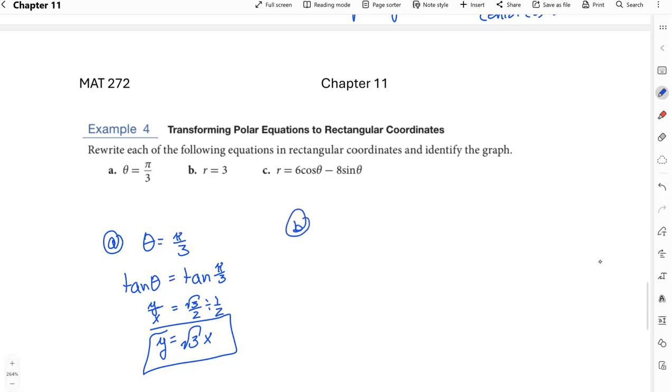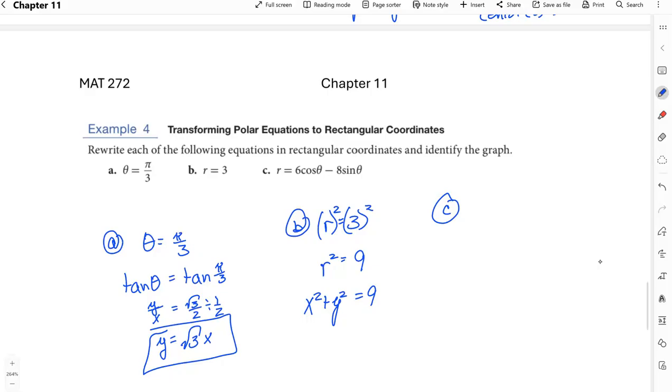B is looking at r equals 3. So if I square both sides, I'm going to get r squared equals 9. R squared is the same thing as x squared plus y squared. So I'm going to have a circle centered at 0, 0 with a radius of 3.